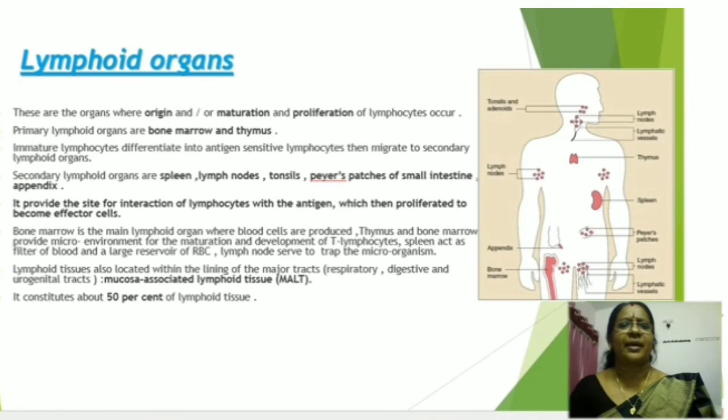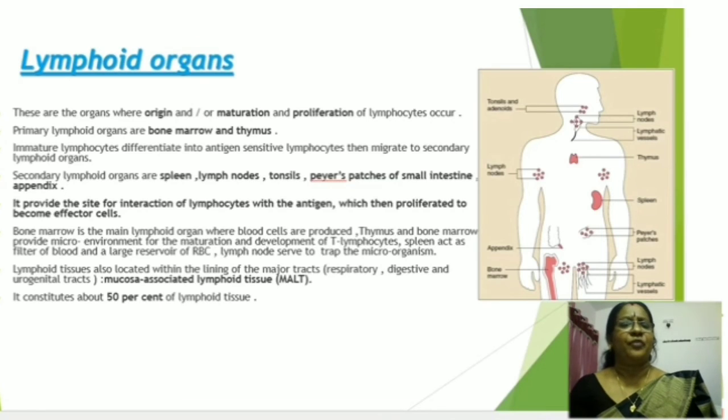Moving on to the next slide, lymphoid organs. These are the organs where origin and/or maturation and proliferation of lymphocytes occur. Lymphoid organs are classified into two categories: primary lymphoid organs and secondary lymphoid organs. Primary lymphoid organs are bone marrow and thymus. Secondary lymphoid organs are spleen, lymph nodes, tonsils, Peyer's patches of small intestine, appendix, etc.